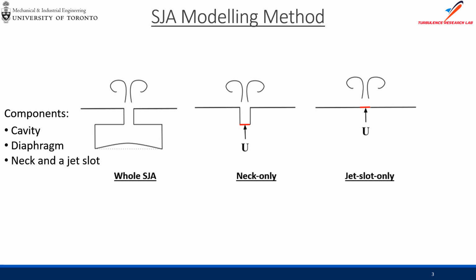There are three primary approaches to modeling SJAs. The first is modeling the whole SJA by applying a dynamic mesh. This would numerically model the actual expulsion and ingestion cycle of the diaphragm. This is the physically most accurate way, but it's also the most computationally expensive method. Therefore, another way of reducing the computational cost is by omitting the cavity, where we apply a velocity profile at the bottom of the neck.